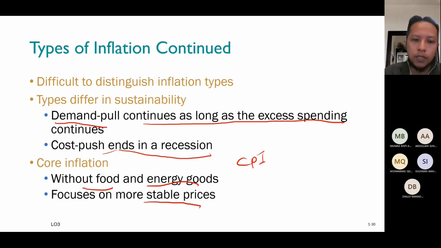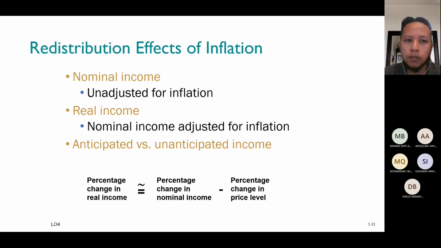Okay, so in terms of food and energy, these are usually the focus of government. So governments usually have to take care of these figures and ensure that the numbers do not go too high. If not, it will cause havoc in the country. Okay. So there are what we call the redistribution effects of inflation. So what is the effect of inflation? What is the impact of inflation?